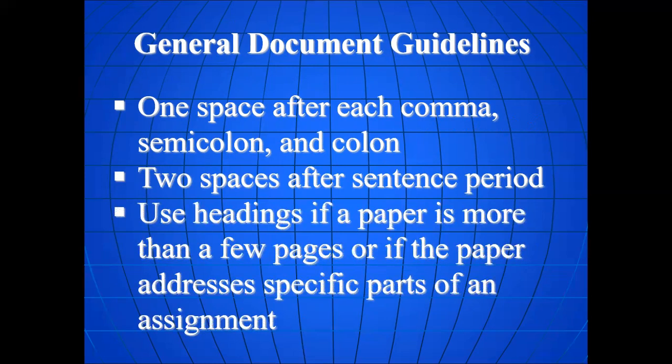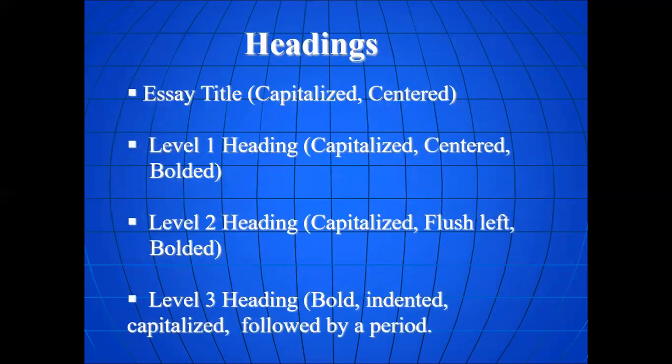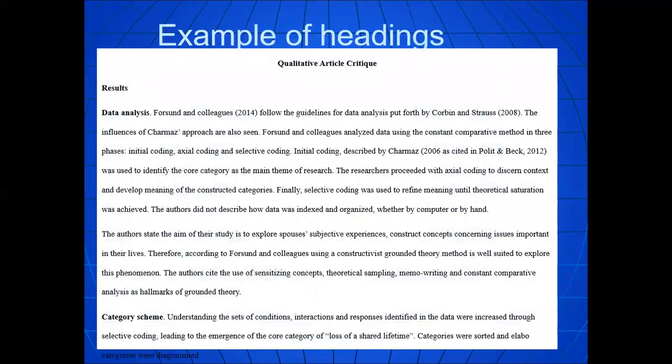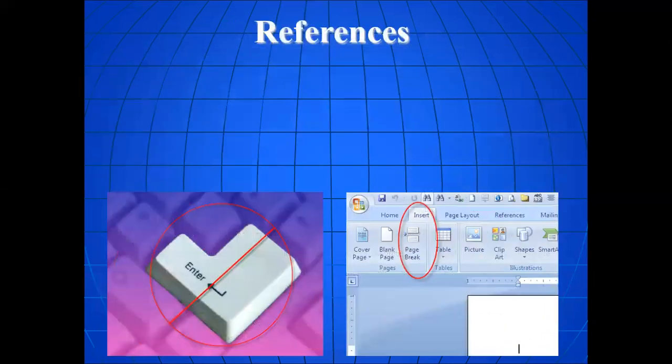Use headings, especially if the paper is going longer than a few pages or if it addresses specific parts of an assignment. For example, for some of the papers like the self-health assessment, it's really helpful to have those headers to help the grader identify what parts of the assignment you're addressing. There are different levels of headings, and you can look this up in the Perrin book. This is just lifted right out of there. Here is an example of a proper title, how it's arranged, and then you can see the results is the major heading and move down from there.